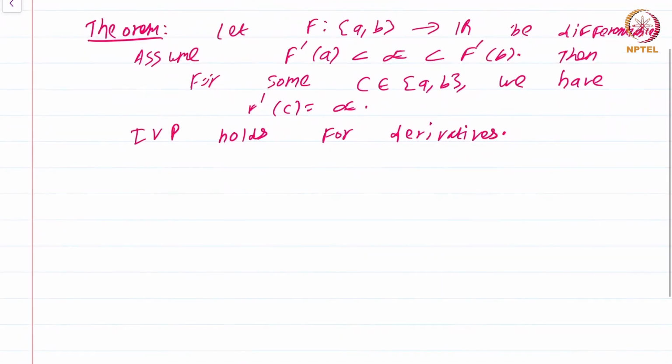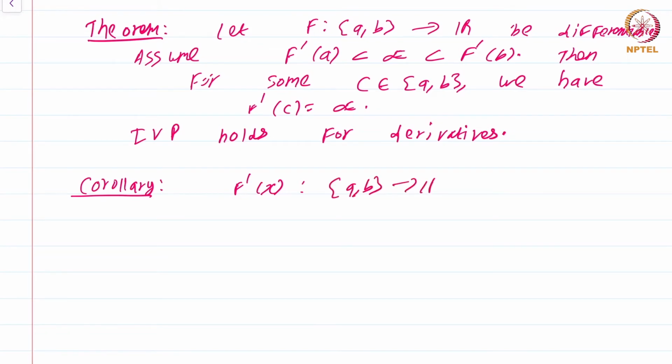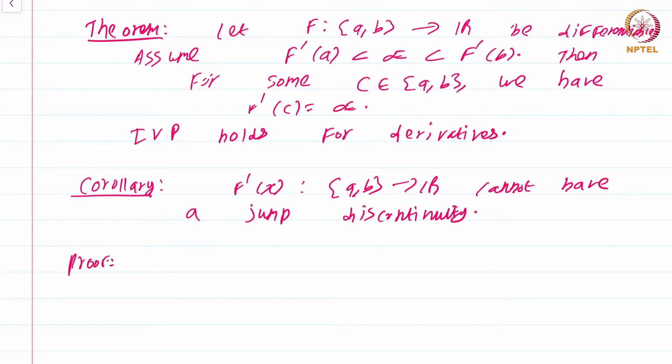Okay, before the proof, let me state a corollary. Corollary: f prime of x from [a,b] to R cannot have a jump discontinuity. Now let's prove the theorem. The proof of the corollary is so obvious that I'm not even going to justify giving a proof.